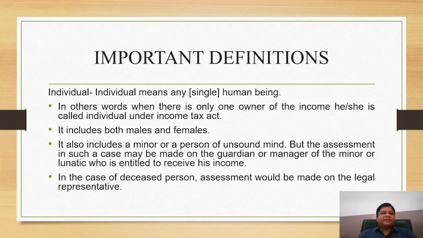Moving further, next we will talk about individual. The word individual means a natural person, that is a human being. Individual includes a minor or a person of unsound mind. However, it includes both males and females. It also includes a minor in case of assessment. The guardian or manager of the minor or lunatic person is entitled to receive his income. In case of a deceased person, assessment would be made on the legal representative.